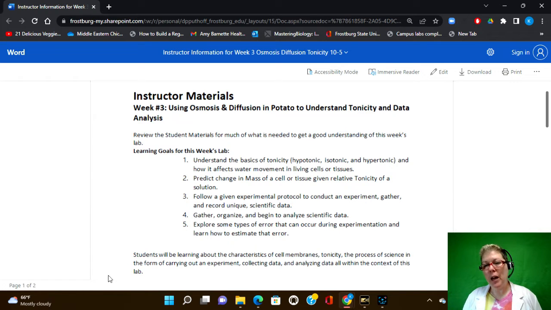And they're also going to be learning about measurement and experimental error, which is a really important way to get them understanding how science works and thinking about their techniques and their lab mates' techniques.